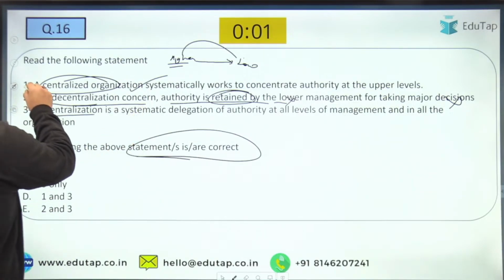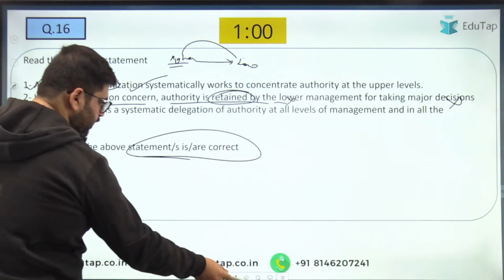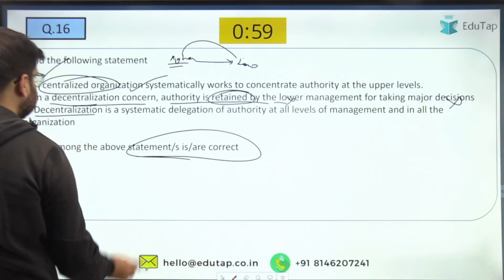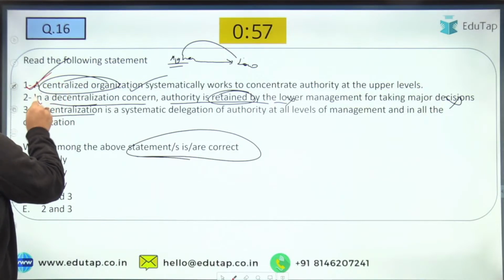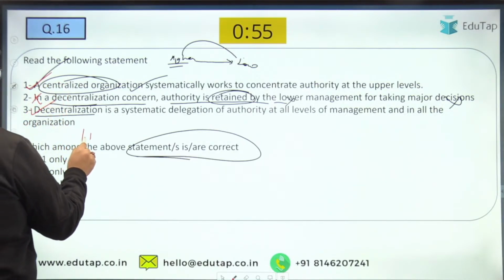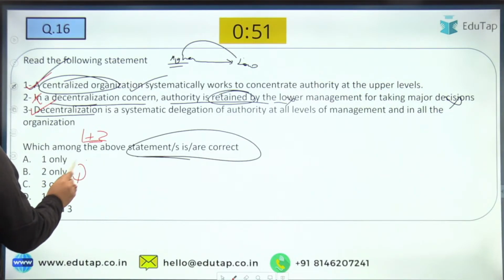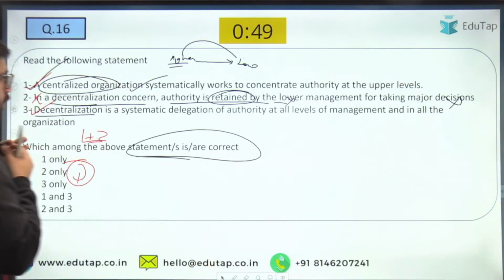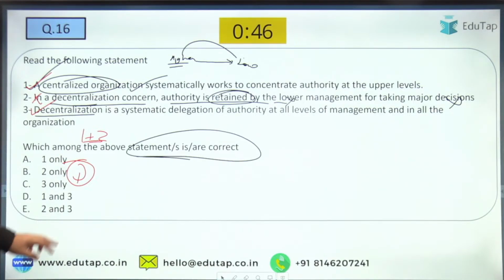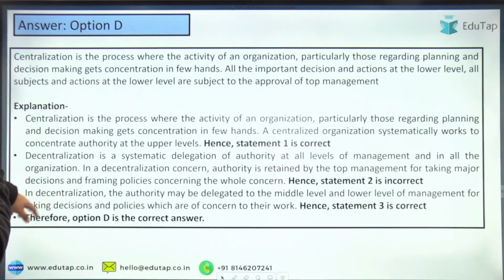So if you see, 1 is correct, 2 is incorrect, 3 is correct. So answer will be 1 plus 3, and your correct answer will be option number D. Good. Now I can see some students are giving the right answer.